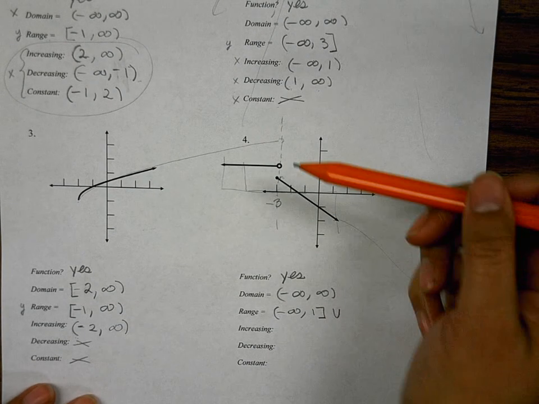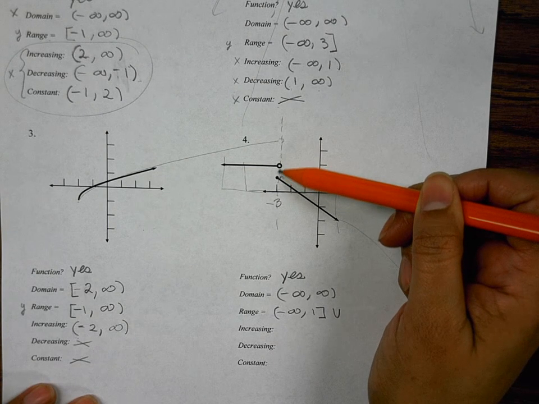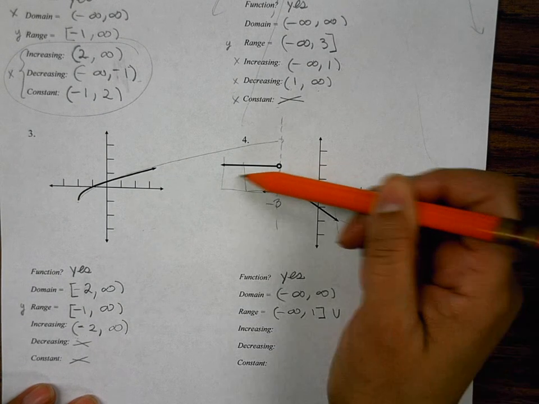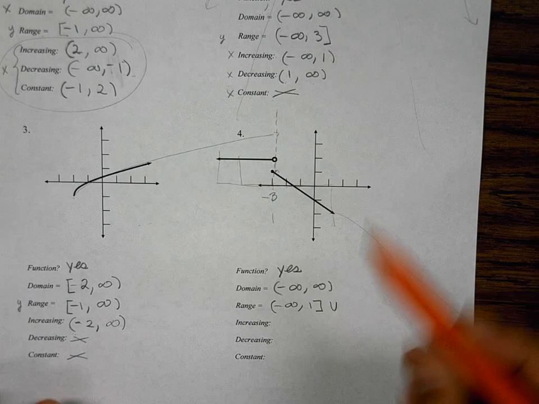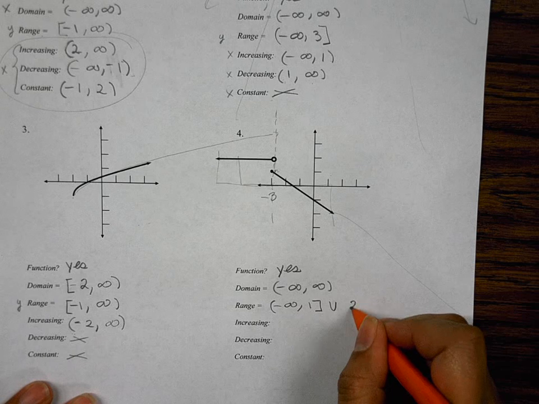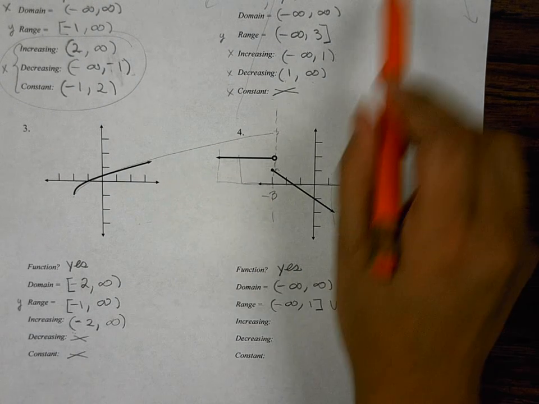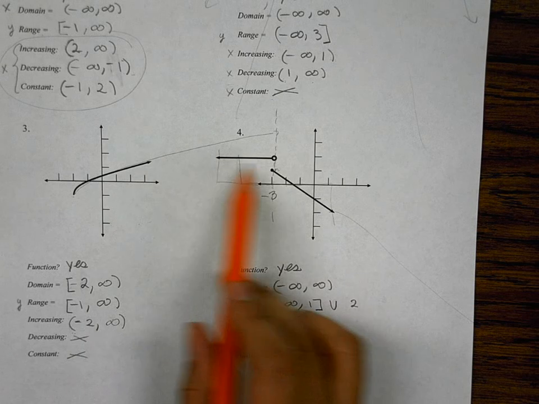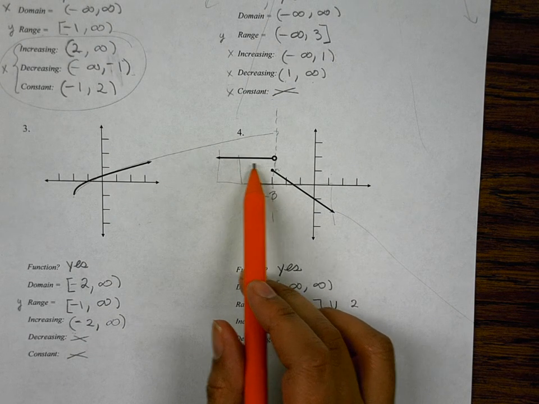So negative infinity to 1, union, there is no graph in between 1 and 2. That's why I'm using my union, because there's no piece there. So I cannot use like 1.5 or 1.8. But then it picks back up at 2, and it stays constant at 2. Do you see that it's constant? It doesn't go up, it's just constantly 2 forever and ever after that.